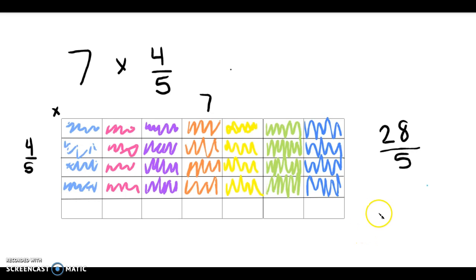When you simplify this fraction using any one of the strategies that you have for simplifying, you get 5 and 3/5. I hope that is just a brief overview to help give you a little more clarification on the area model.